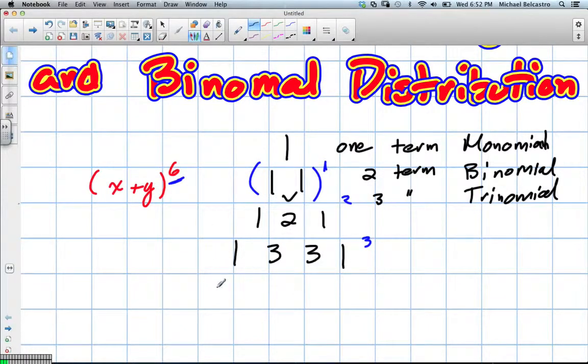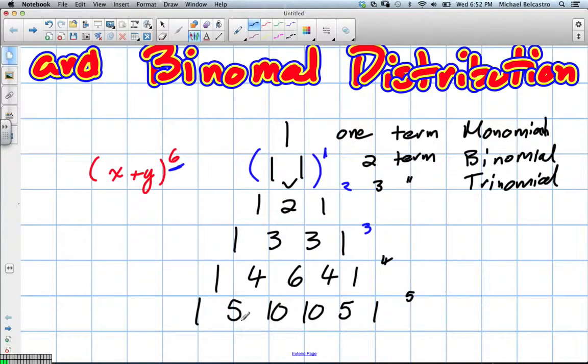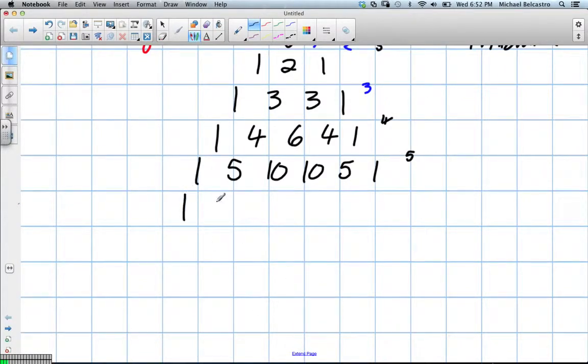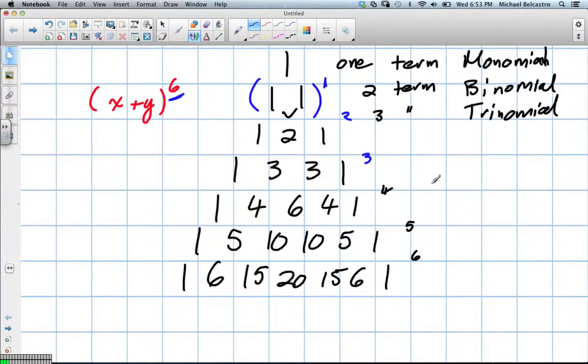The next one will take us to the fourth, which will be, you want to read it out for me? 1, 4, 6, 4, 1. And that's to the power of what? 4. Yeah, a binomial to the power of 4. Next one would be 1, 5, 10, 10, 5, 1. Power of 5. And then 1, 6, 15, 20, 15, 6, 1, and that would be the power of 6. And how far do we have to go? Just to the power of 6.